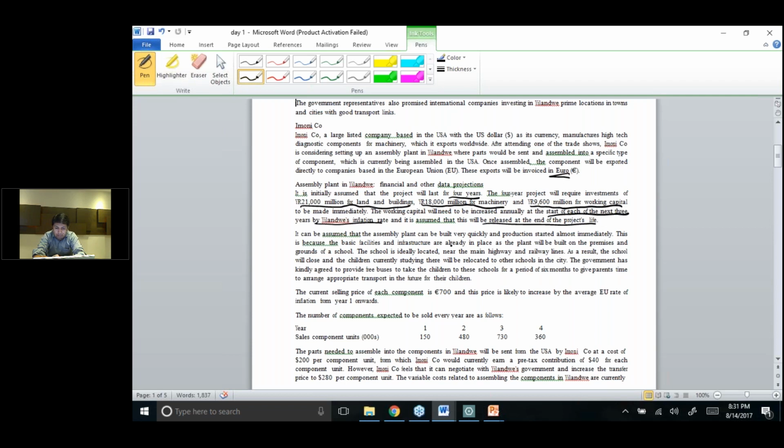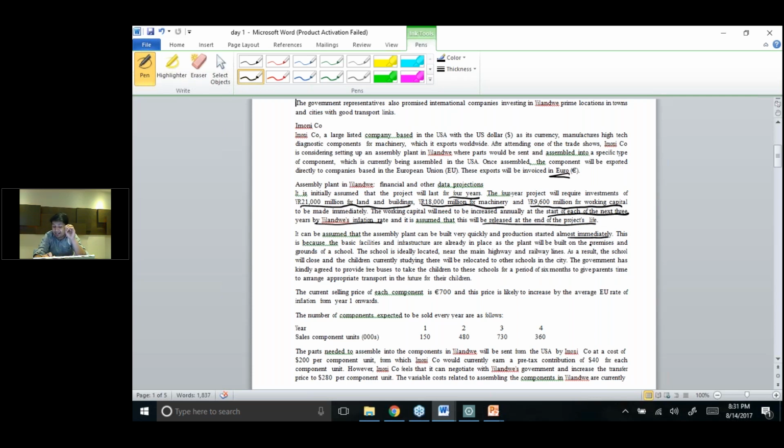It can be assumed the assembly plant can be built very quickly and production started immediately in year 0. This is because the basic facility infrastructure is already in place, as the plant will be built on the premises and the grounds of a school. The school is ideally located near the main highway and the railway lines.